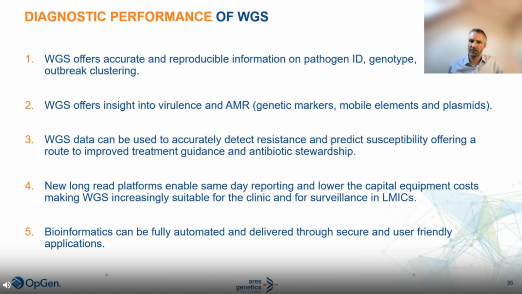In summary, we have now established that whole genome sequencing offers accurate and reproducible information on pathogen identity, genotype, and outbreak clustering. WGS offers insight into virulence and AMR, revealing genetic markers, mobile elements, and plasmids. WGS data in conjunction with artificial intelligence can be used to accurately detect AMR and predict susceptibility, thereby offering a route to improve treatment guidance and antibiotic stewardship.